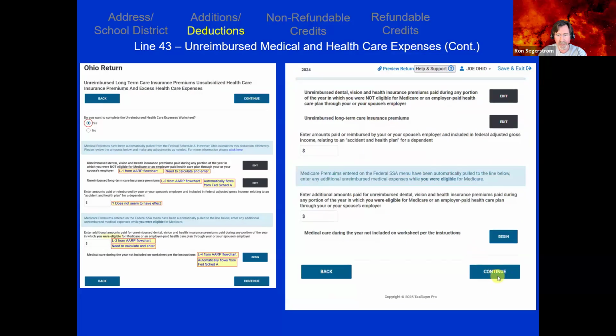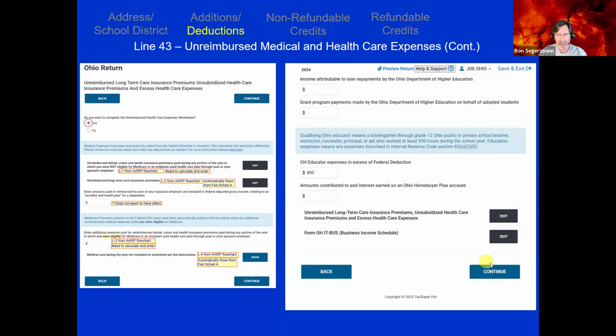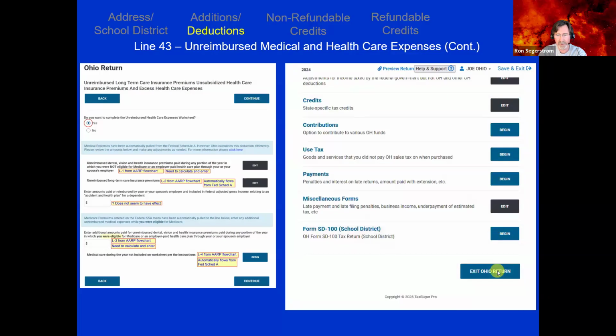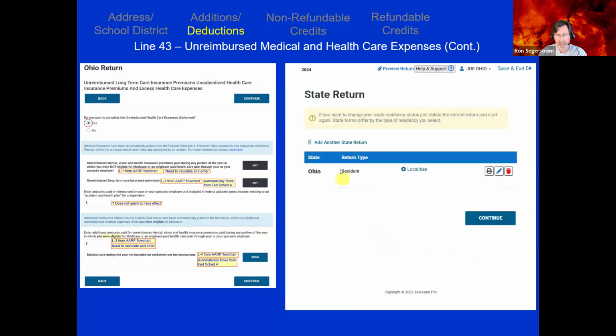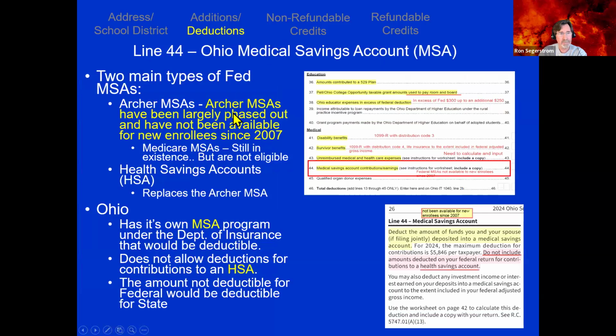Then you go ahead and exit out of the Ohio return. Any questions on that? This is a big chunk of information. Good. Okay, we're going to move on because we've got miles to go before we sleep.